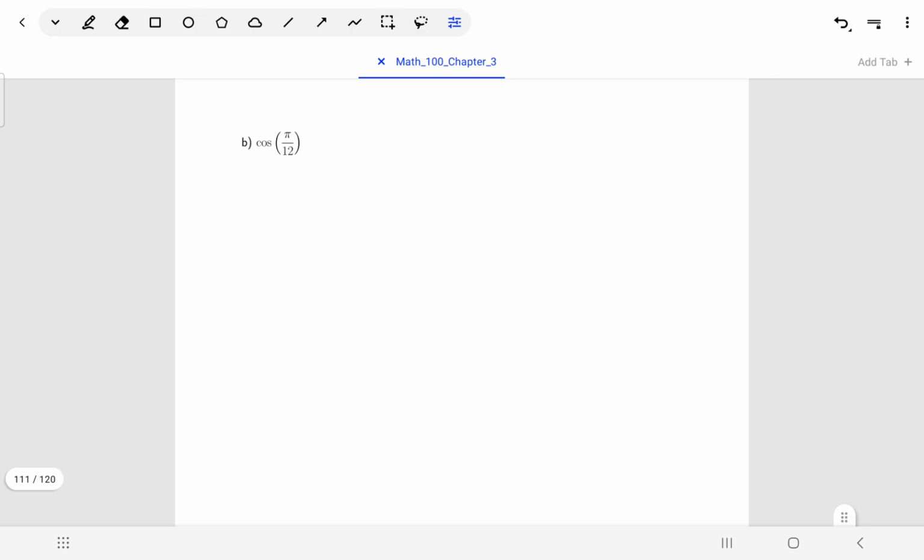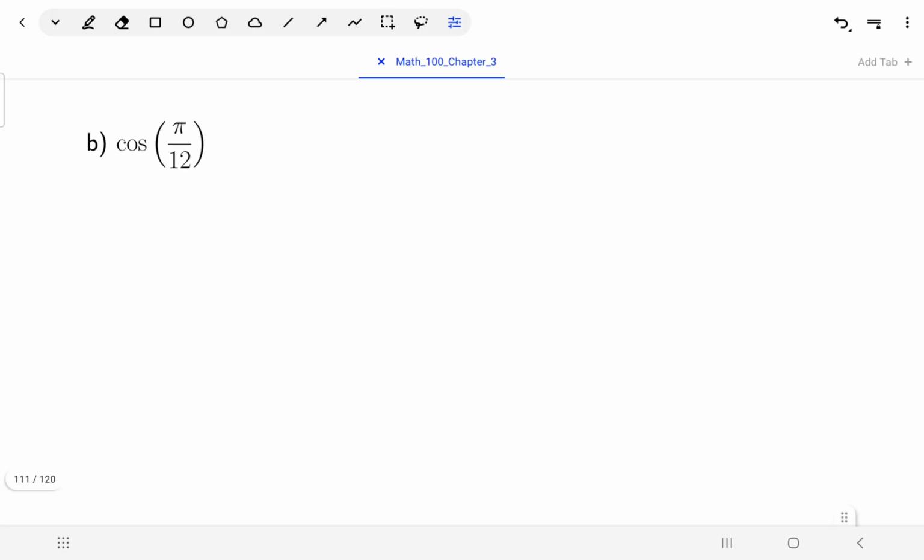Okay, cosine of pi over 12. This is one that you could find the exact value of if you felt clever and you wanted to use some trig identities, but here we don't want to find the exact value. We're just looking for something approximate.